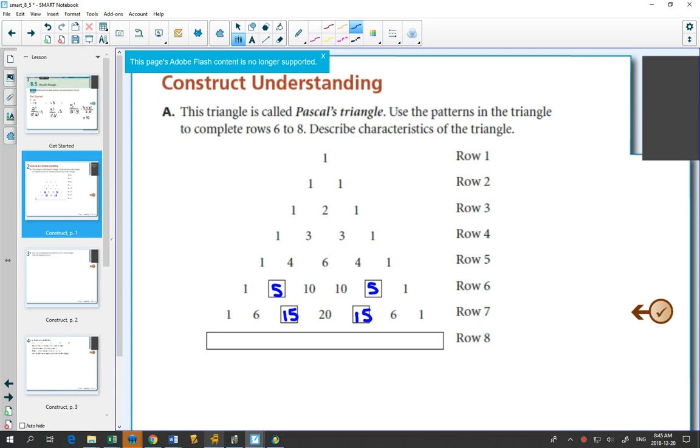How many people found the number 5 because they were good at counting and went 1, 2, 3, 4, 5? You didn't even think about it, but that's kind of neat, eh? Some people did that, yes? How many people got 5 because they looked at the numbers above and said, ooh, 1 plus 4 is 5?